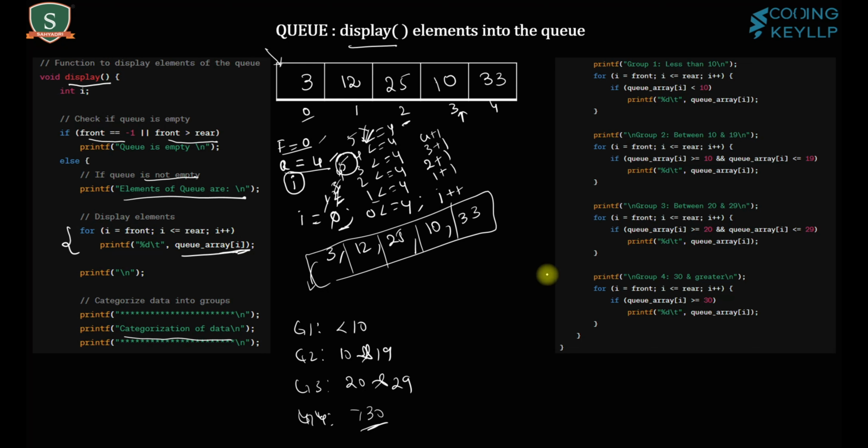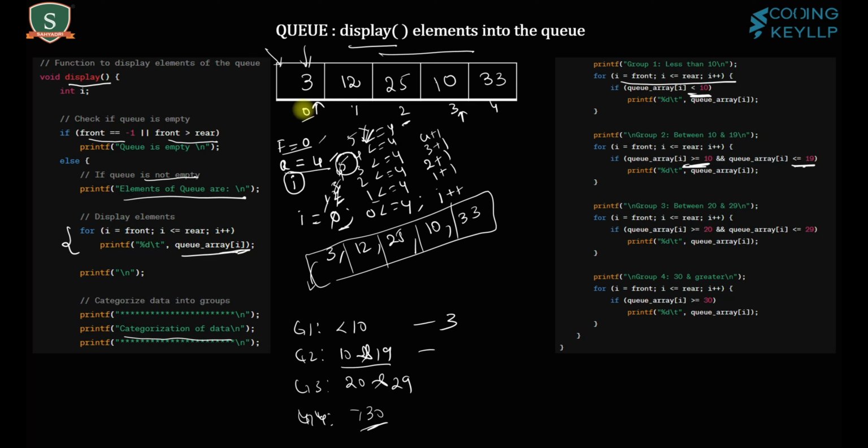Now let us try to trace. While tracing, we use the same for loop and trace the array from the first element to the last element. Any element that is less than 10 we print here. Here there is one element, 3, which will be printed. Next, 10 to 19, so the value must be greater than or equal to 10 and less than or equal to 19.